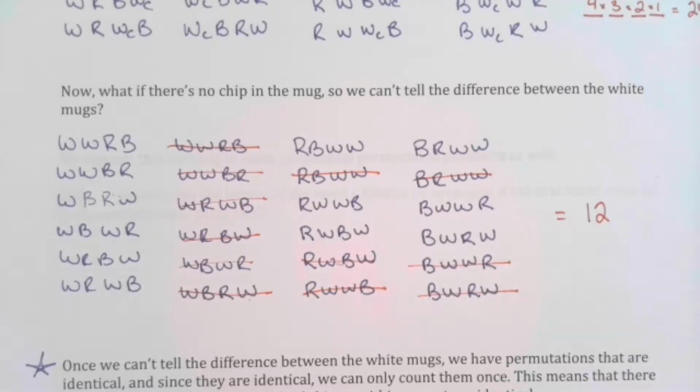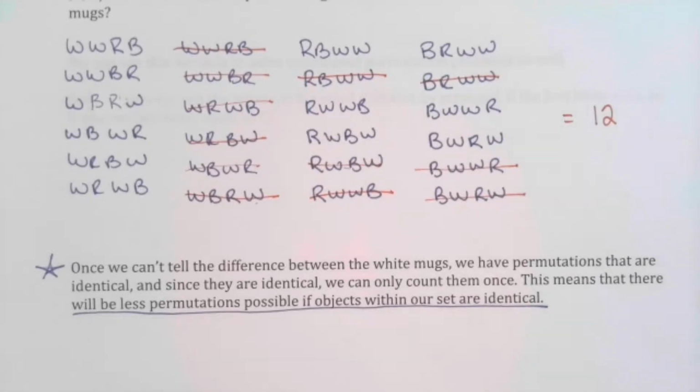So when I was able to tell the difference between the 2 white mugs, I had 24 ways I could line them up. Once those 2 white ones are identical, I only have 12 different ways of putting them in a line. So the point is, once we can't tell the difference between the white ones, we have permutations that are identical, and since they're identical, we can only count them once. This means there will be fewer permutations possible if the objects within our set are identical.